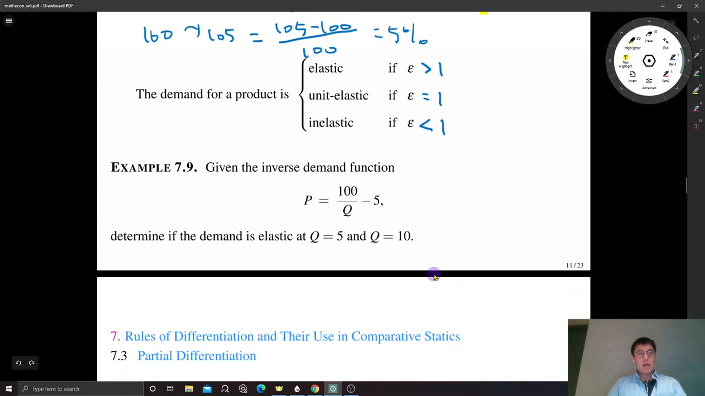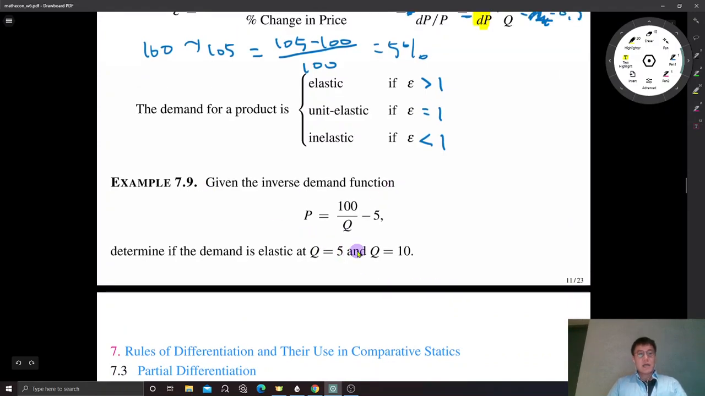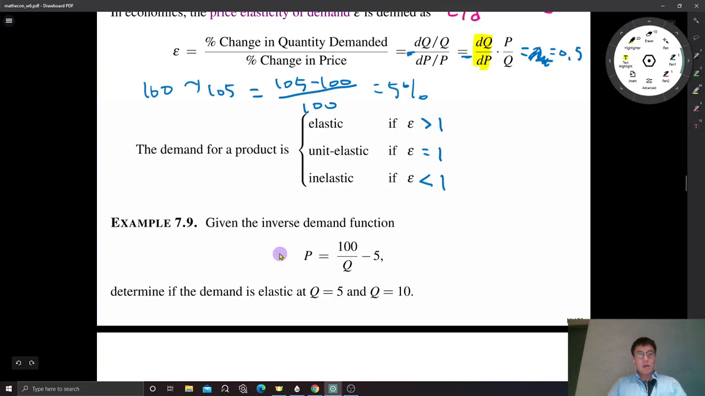All right. So now we have one exercise about the price elasticity. We are given some demand function. This demand function is given as a function of quantity. P, so the people's willingness to pay for this product, this price is given by 100 over Q minus 5. And then we want to calculate the price elasticity when quantity is equal to 5 or 10.